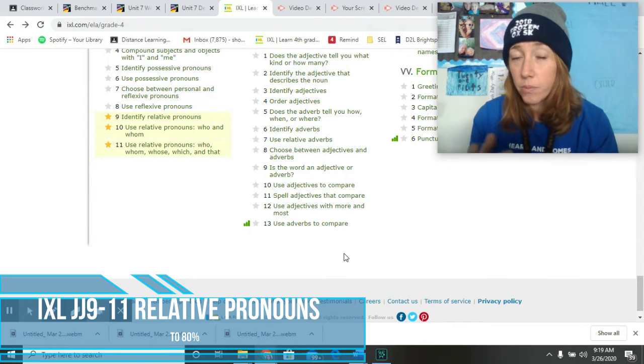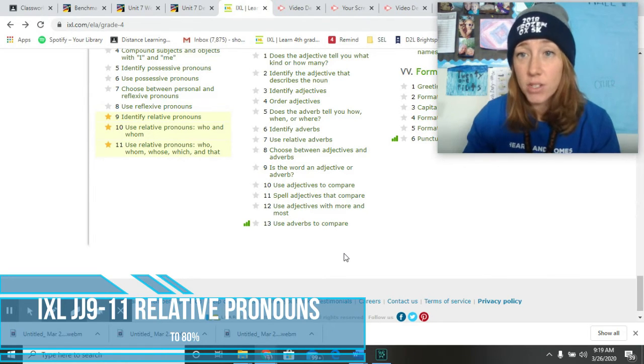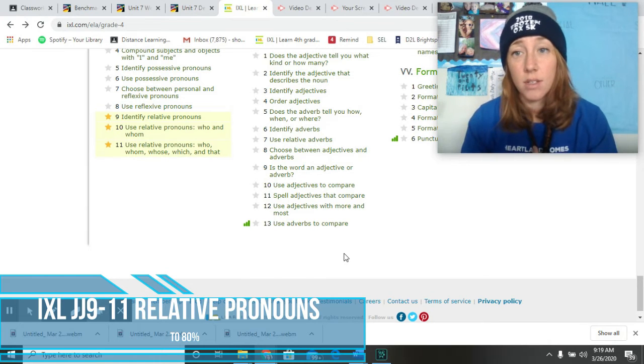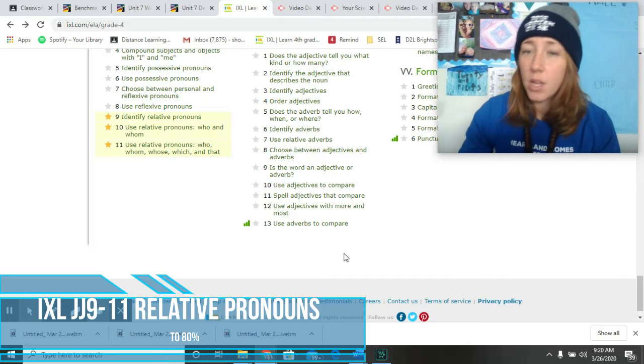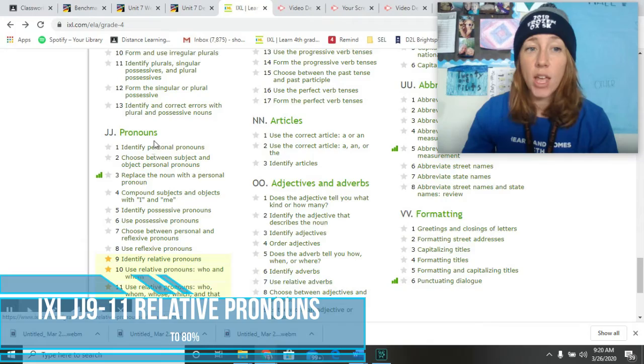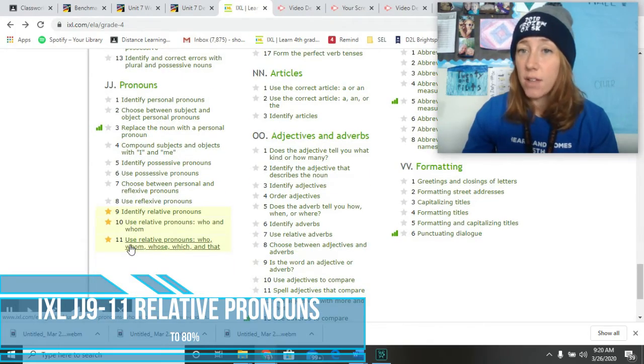That's how I know you're completing the work. The stuff in your packet is great. I'm not going to collect that again. I really want you to do that because that's the only way you're going to be a better reader. But this is the stuff I'll be looking at. So we're going to do our first IXLs today, and they are JJ 9, 10, and 11.